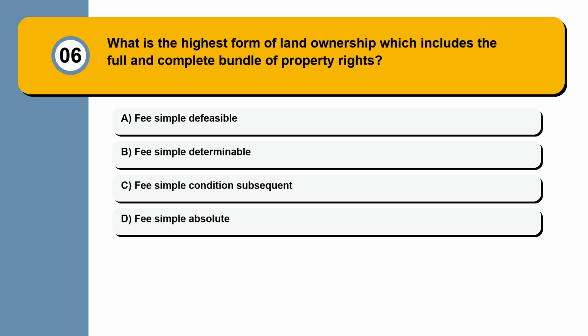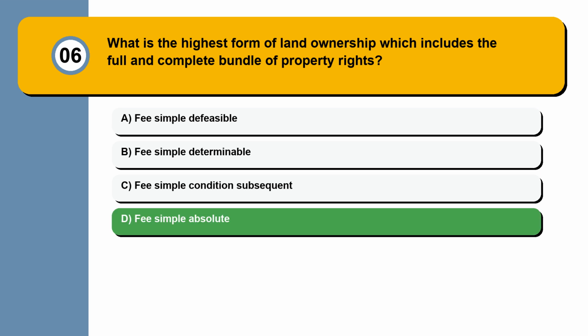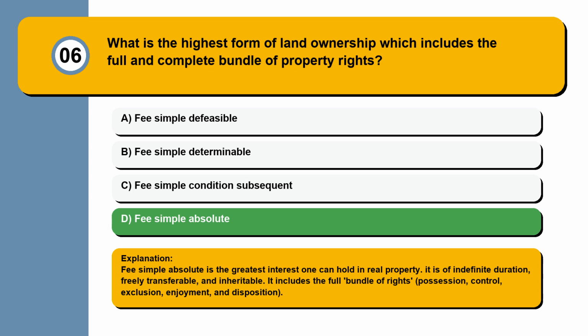Question 6. What is the highest form of land ownership which includes the full and complete bundle of property rights? Fee simple defeasible, fee simple determinable, fee simple condition subsequent, fee simple absolute. Fee simple absolute is the greatest interest one can hold in real property. It is of indefinite duration, freely transferable, and inheritable. It includes the full bundle of rights: possession, control, exclusion, enjoyment, and disposition.